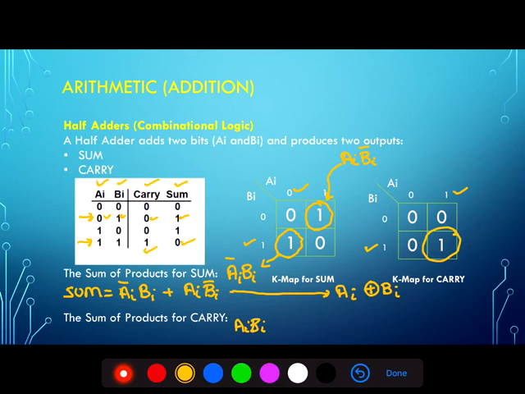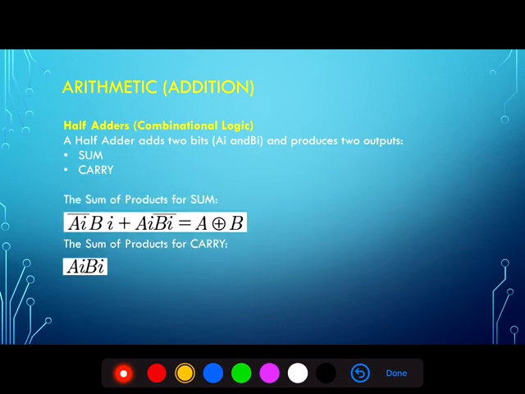Now implementing this should be fairly straightforward. To generate the sum, we'll just XOR A and B, and that will produce our sum output. And to generate carry, we'll just AND together A_i and B_i, and that gives us our carry out. So that is the solution for the half adder.